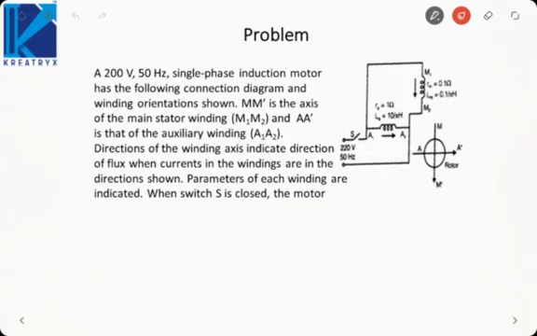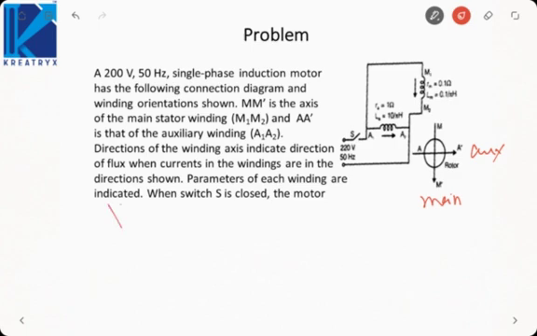Moving on to our next problem, it is saying a 200 volt 50 Hz single phase induction motor has the following connection diagram. MM dash is the main winding orientation, AA dash is for the auxiliary winding. Direction of windings axis indicate the direction of flux when currents are produced. Parameters of each winding is indicated. When the switch is closed, the motor will... Okay. So when we close the switch, we need to find the direction of rotation of the motor.